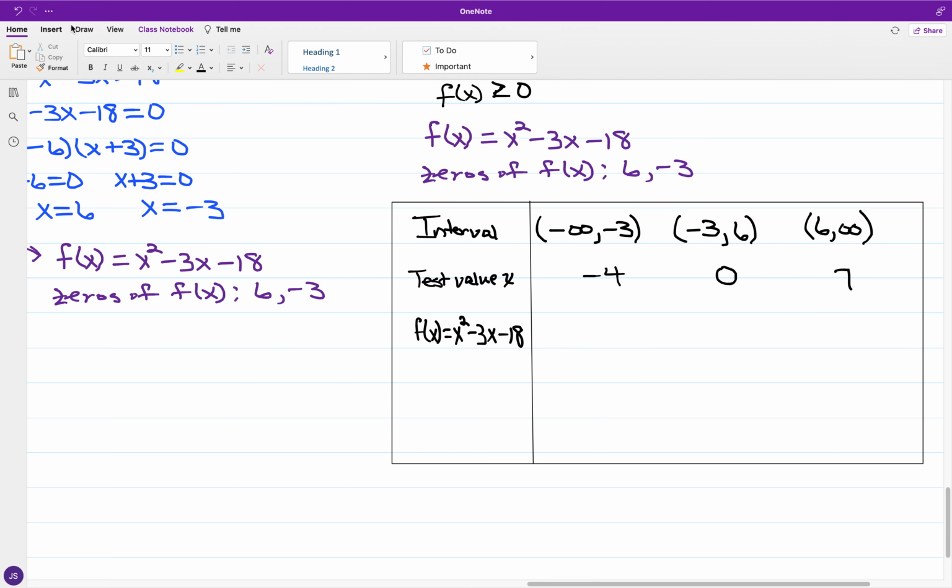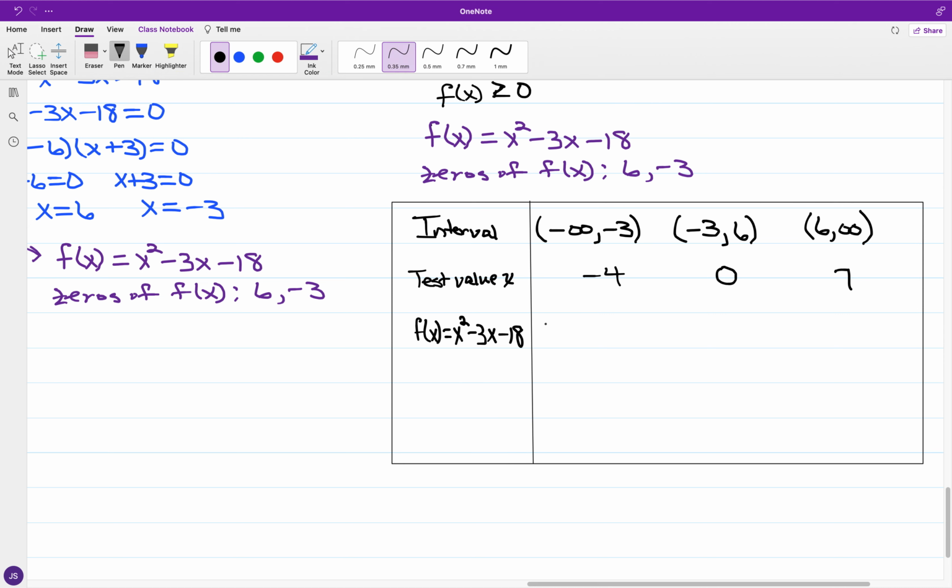So in the case of f of negative 4, we have the square of negative 4 minus 3 times negative 4 minus 18. The square of negative 4 is 16. Negative 3 times negative 4 is a positive 12. 16 plus 12 is 28 minus 18, so we have a positive difference of 10.